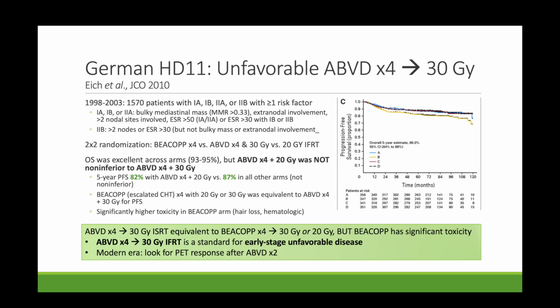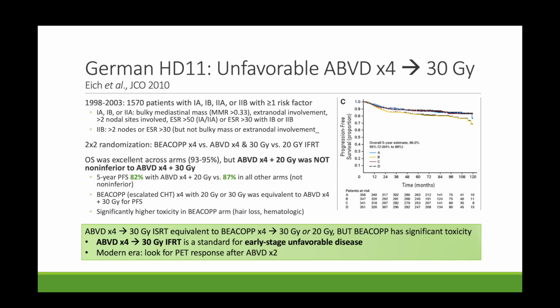So the BEACOPP arms actually both did really well. Whether they got 20 gray or 30 gray, the outcomes were equivalent. However, BEACOPP was associated with significantly higher hematologic toxicity, very, very rough for patients to tolerate. And so the standard arm that was preferred from this trial was ABVD times 4 followed by 30 gray. That was equivalent to BEACOPP times 4 followed by 30 gray or 20 gray. But remember, BEACOPP had significant toxicity, and ABVD times 4 followed by just 20 gray had worse progression-free survival. So ABVD times 4 followed by 30 gray is the standard for early stage unfavorable disease based on German HD11.